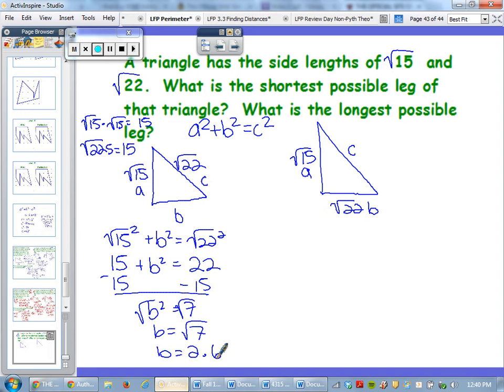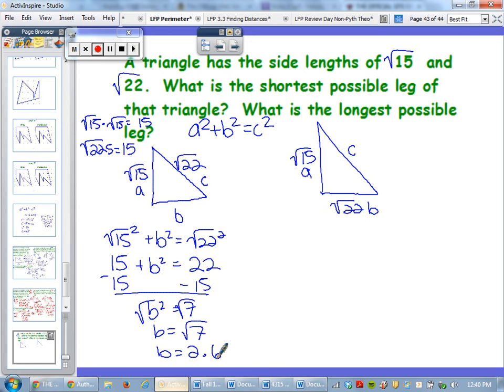On a test, especially if it's a constructed response question, if you left it as the square root of 7, I would not have a problem with that. If you want to write 2.6, that's fine too. But notice, the square root of 7 is less than the square root of 15 and less than the square root of 22. Okay, so that is the shortest leg we could have found.